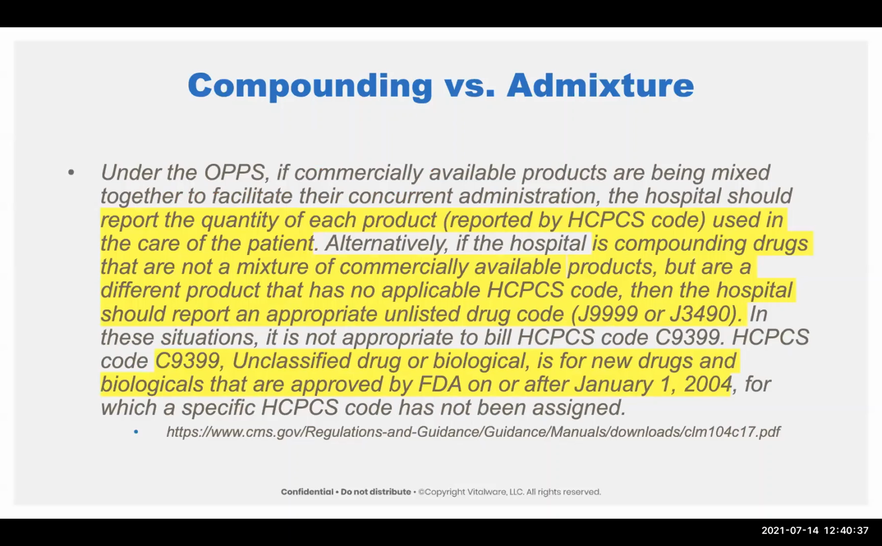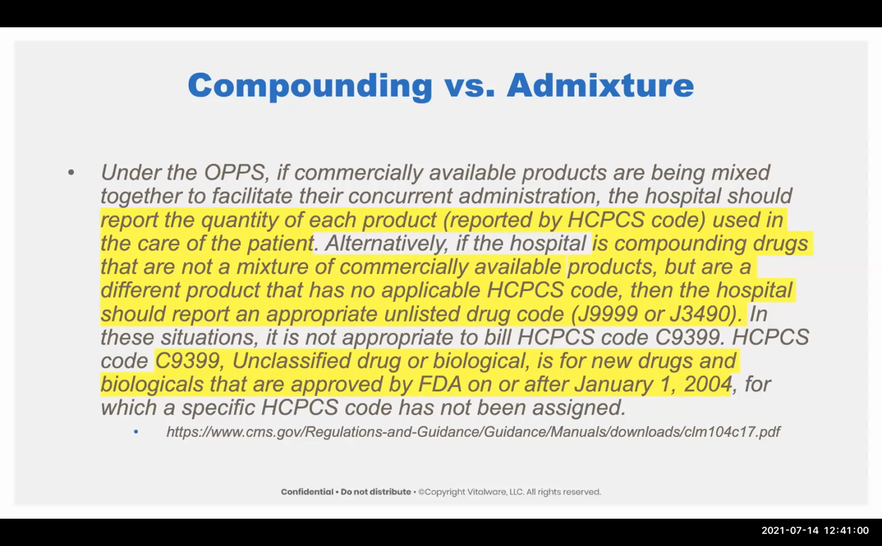Now, the other thing I see a lot of times is, well, I made a new combination. I mixed these two things together, and so therefore I'm going to bill for the new thing. Well, that's not correct. If in fact you are simply mixing 2 components of a product which have HCPCS codes, you want to go ahead and bill them both.